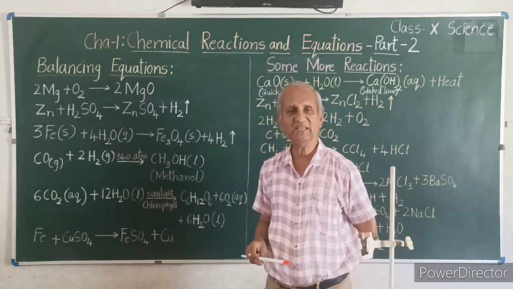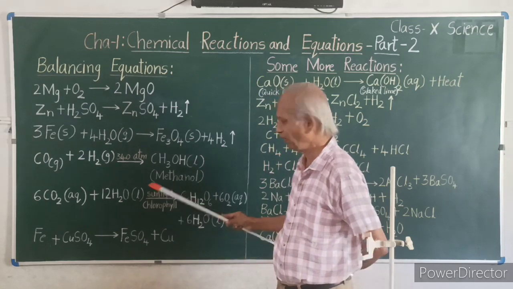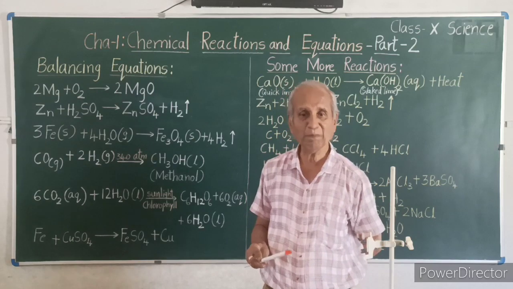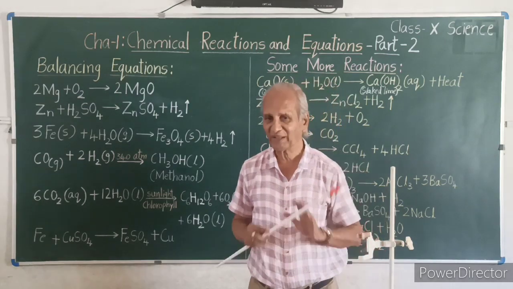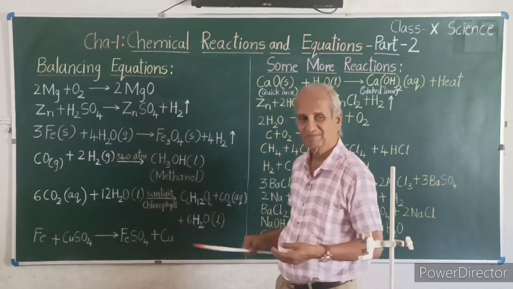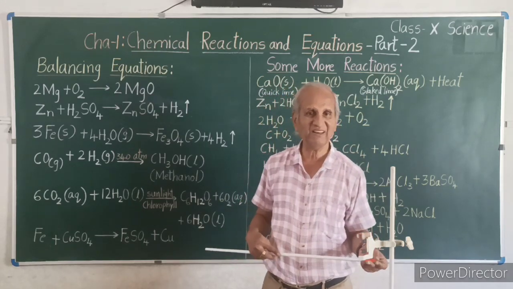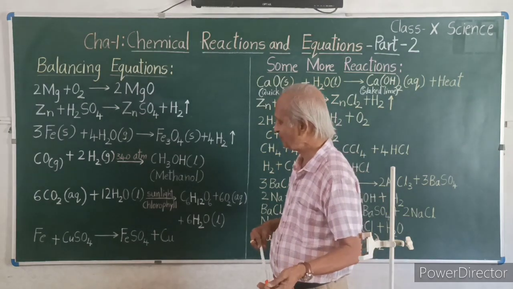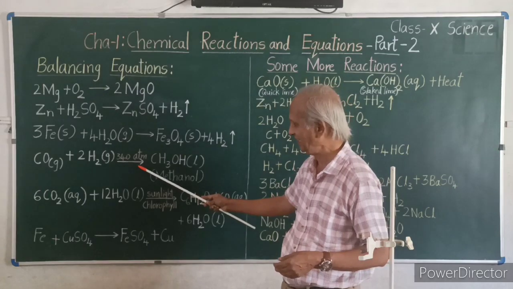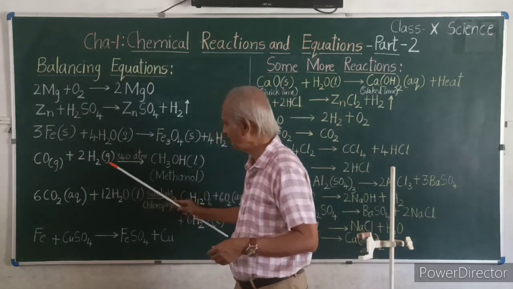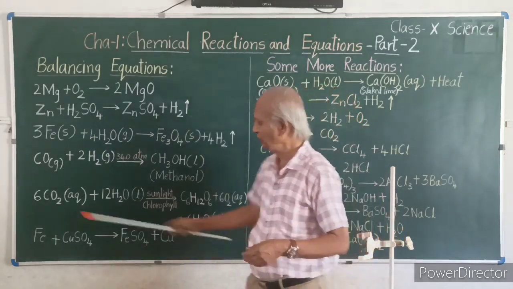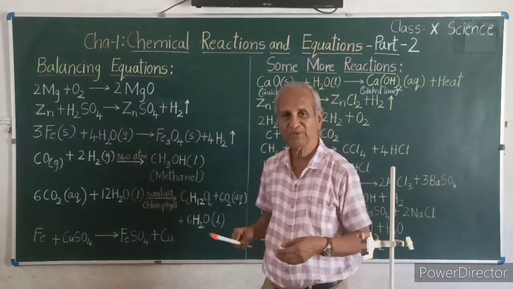Of all the alcohols, methanol is the simplest alcohol. That means most simple alcohol. There are varieties of alcohols. Of all of them, this is the most simple one. So here you have a specification written here. In brackets you have the state of matter mentioned. So as you read this equation, everything becomes clear.